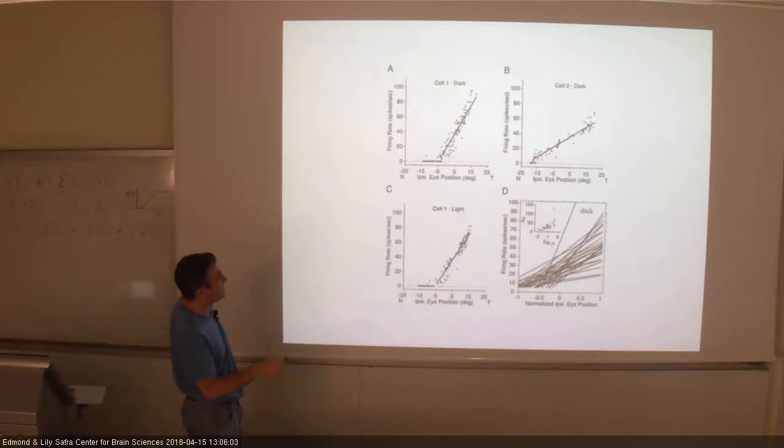And this is characterizing this firing rate as a function of input for different neurons in the dark, and to first approximation, this is something like a threshold linear function.